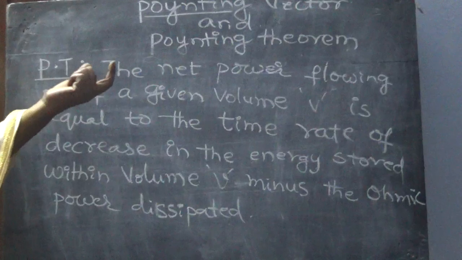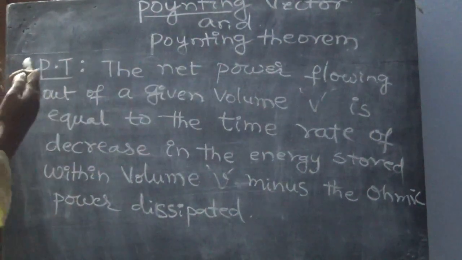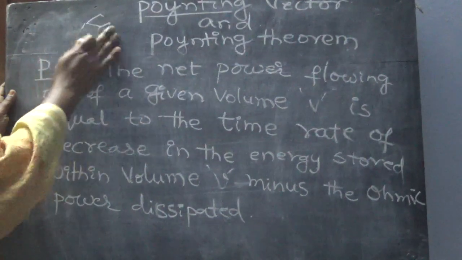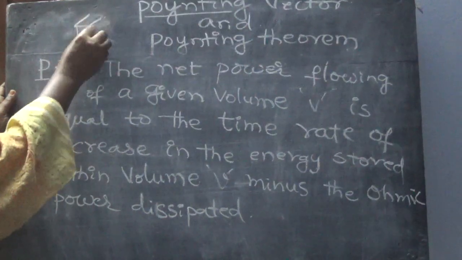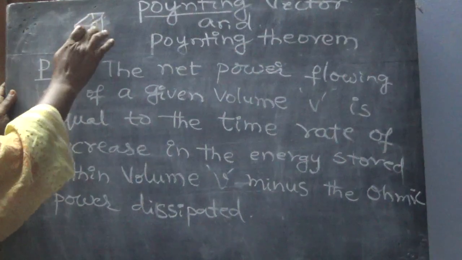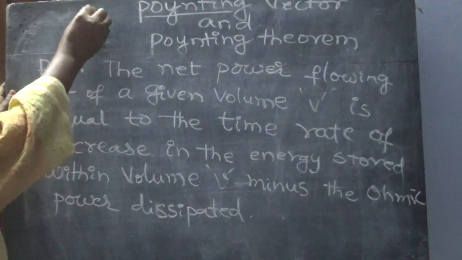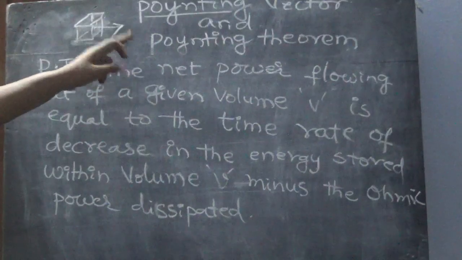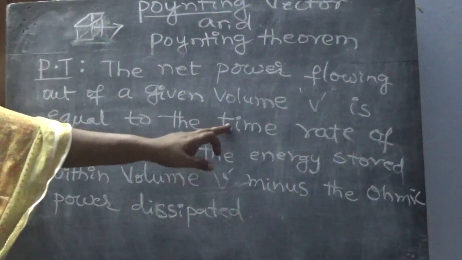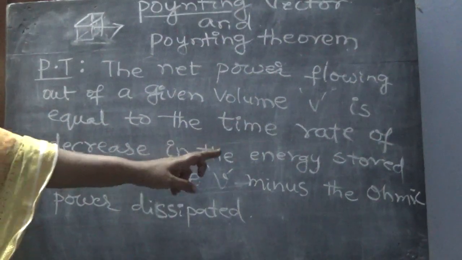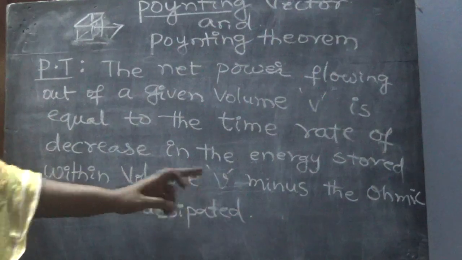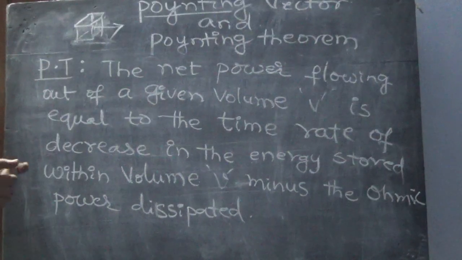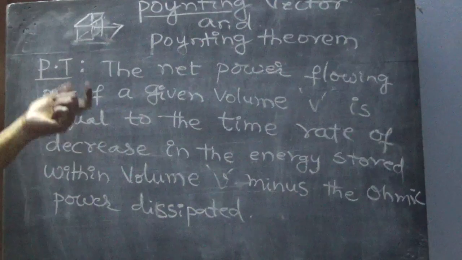Poynting theorem is that the net power flowing out of a given volume V is equal to the time rate of decrease in the energy stored within volume V. And it is equal to the time rate of decrease in the energy stored.